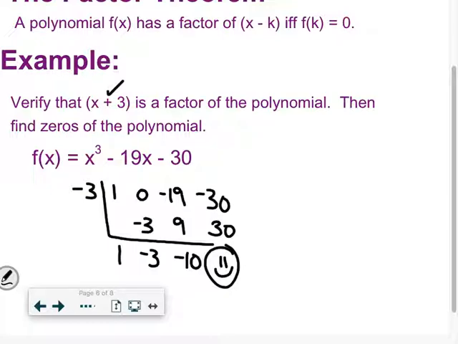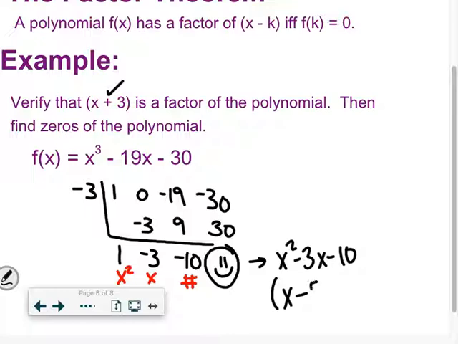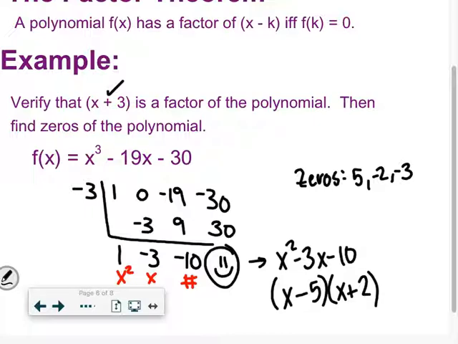Dylan? Rewrite it and factor it. Rewrite it down here at the bottom. This is x squared, x and a number. So this is x squared minus 3x minus 10. And that's a quadratic that you could factor. If it was not factorable, you could use the quadratic formula. So factor this. This is x minus 5 and x plus 2. So if we're listing our zeros, we would say 5, negative 2, negative 3, the first one we checked, right? All of those are going to be zeros of the polynomial.